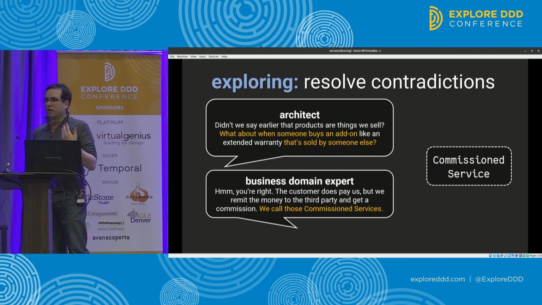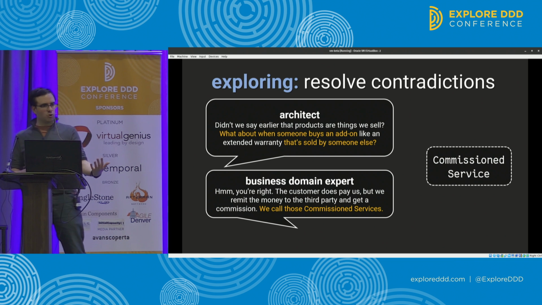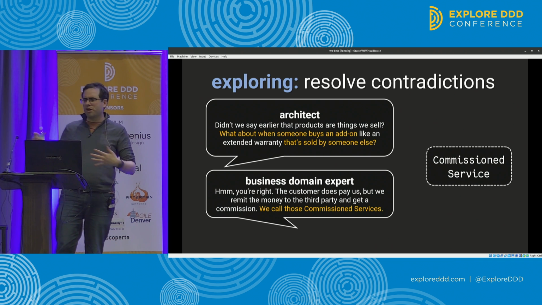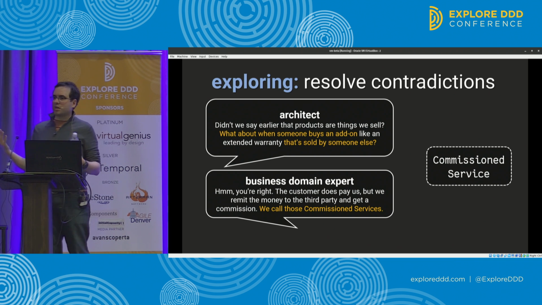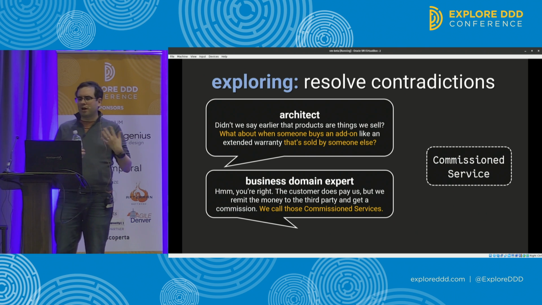Think of when you go to Amazon and you buy the extended warranty for your stuff, that's not sold by Amazon, but sold by a third party. Is that a product? Should we count that? And the business domain expert says, oh, you're right, that is different than a product we sell. Maybe we need a different word to describe that or think about that.